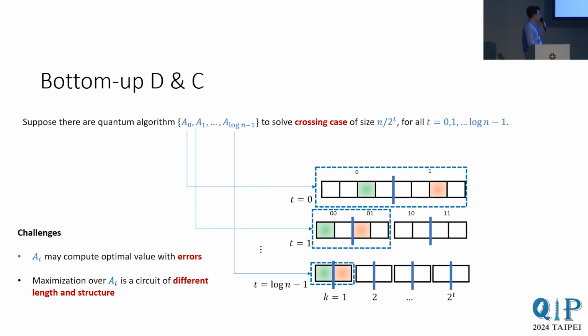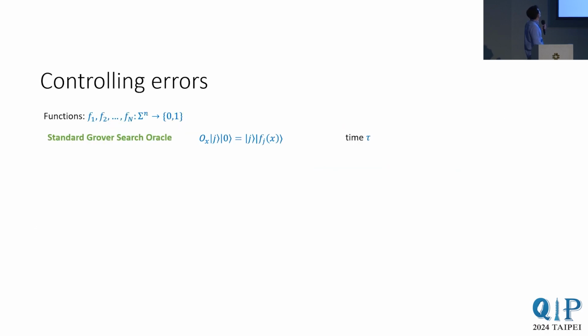The first one is that A_t may compute the optimal value with some errors, so we have to control the errors through the maximization. The second one is that when we take the maximum value over all outputs of A_t, A_t is a circuit of varying length and structure, so we cannot use the quantum maximum finding algorithm directly here. So how should we deal with it? Let me tell you how we control the errors.